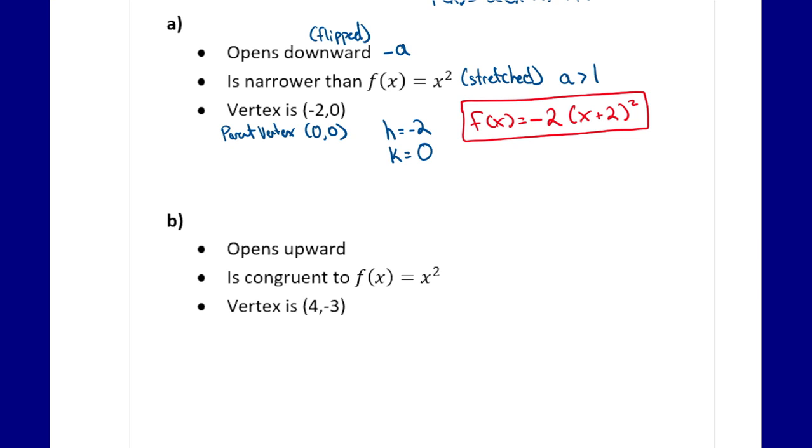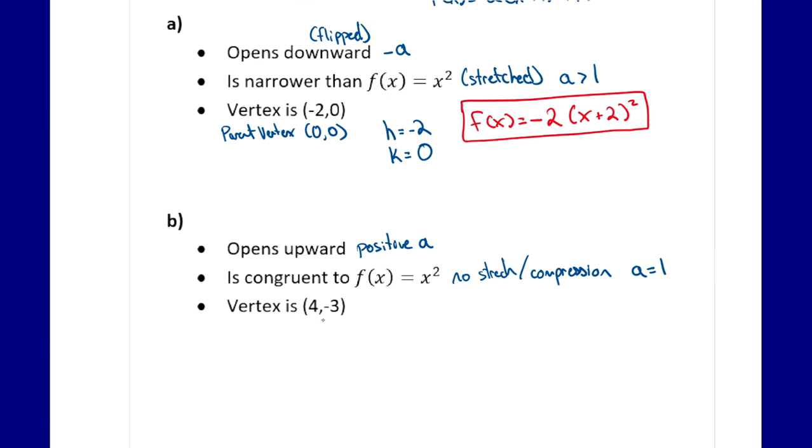For part B, the fact that it opens upward means we have a positive a. Congruent means no stretch or compression. So if there's no stretch or compression, a stays as 1. So if there's no stretching or compressing, our a value is going to be 1. That's technically the value in the basic form. The a value is 1.